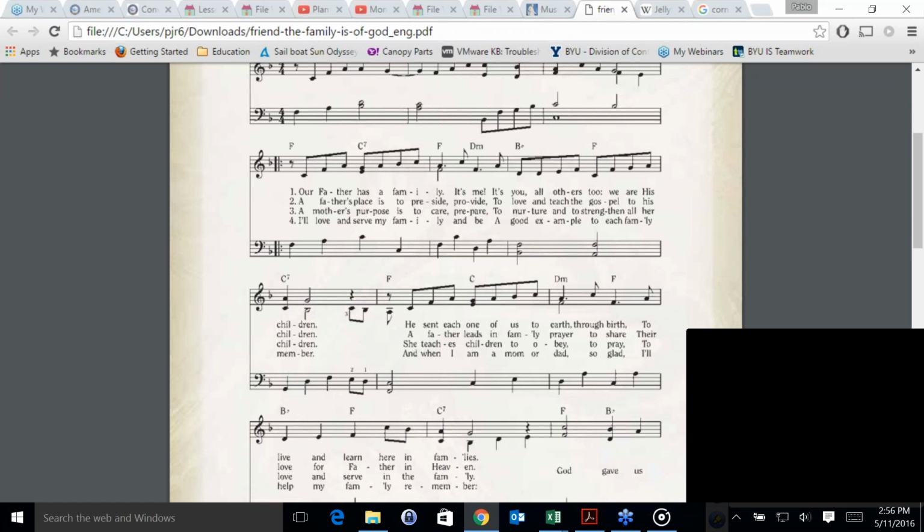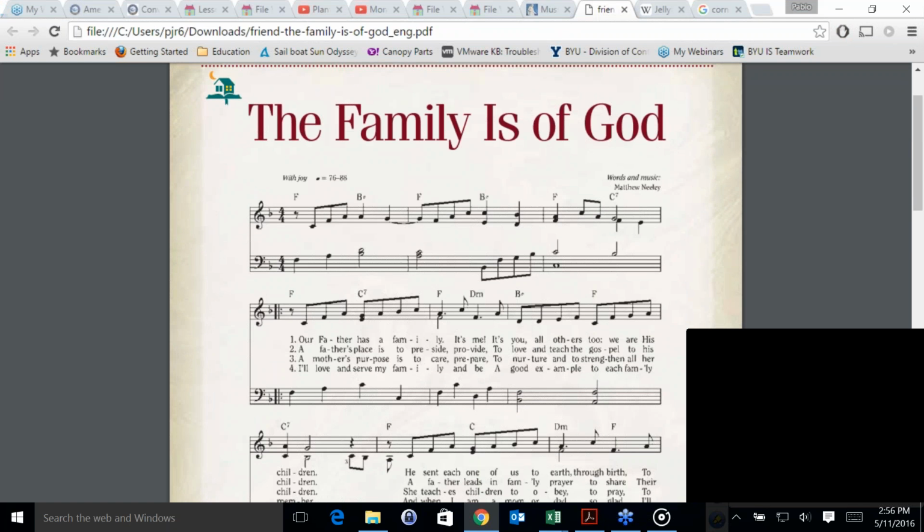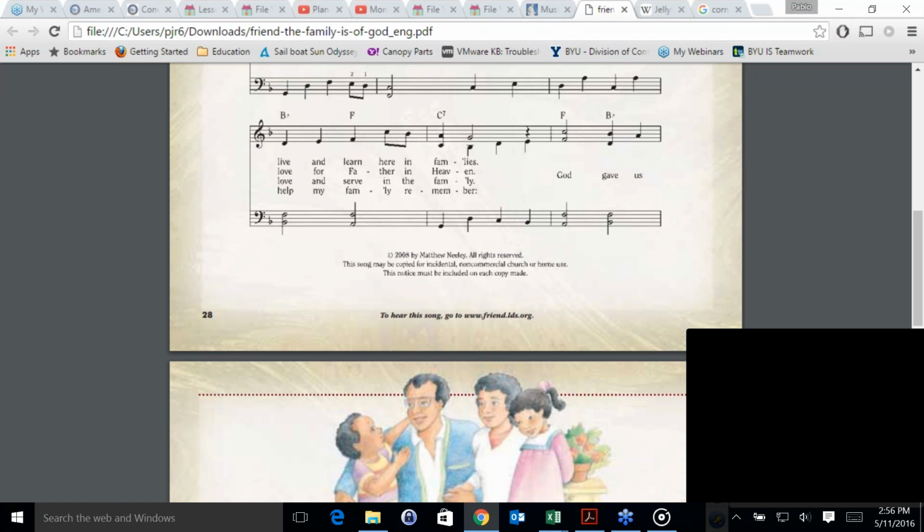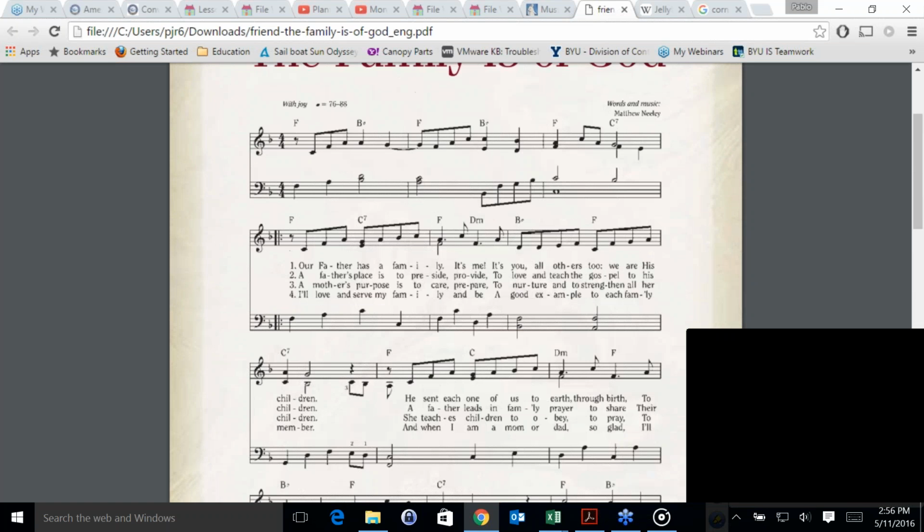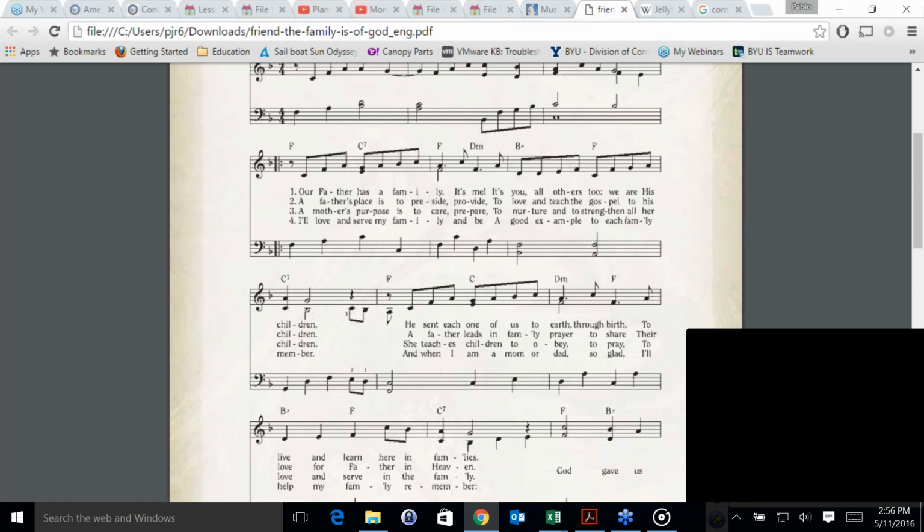And it's pretty new. All right, let's see if it has any information. Well, 2008. So yeah, it wasn't when I was in primary. But let's read the first stanza, the first verse. Could you read that, Patrick?